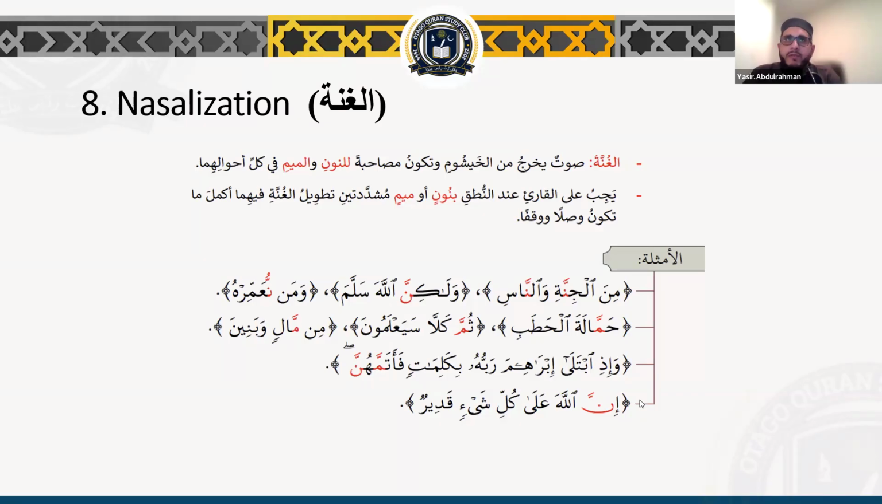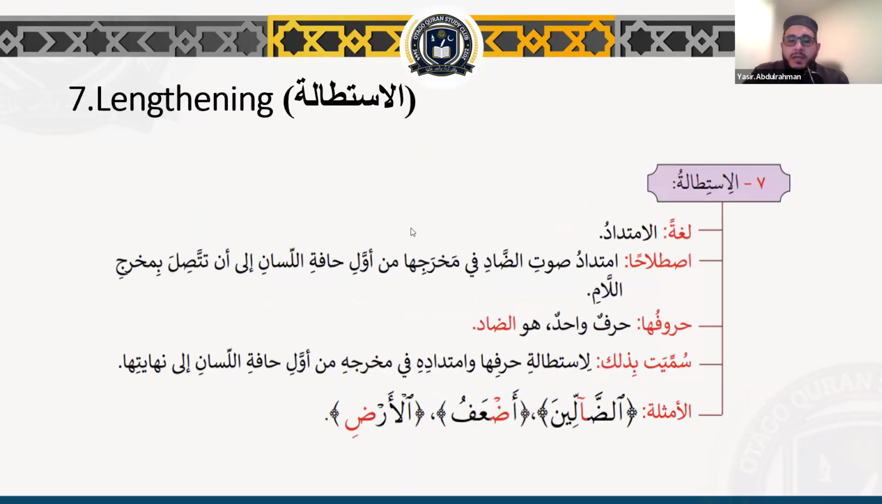So we're going to follow on from what we got to last week, which is the last two characteristics from the group of characteristics which doesn't have any opposites, الصفات التي لا ضد لها. So today we're going to talk about الاستطالة and الغنة before we go for the next section, inshallah. That is coming at page number 91 in the book, inshallah.